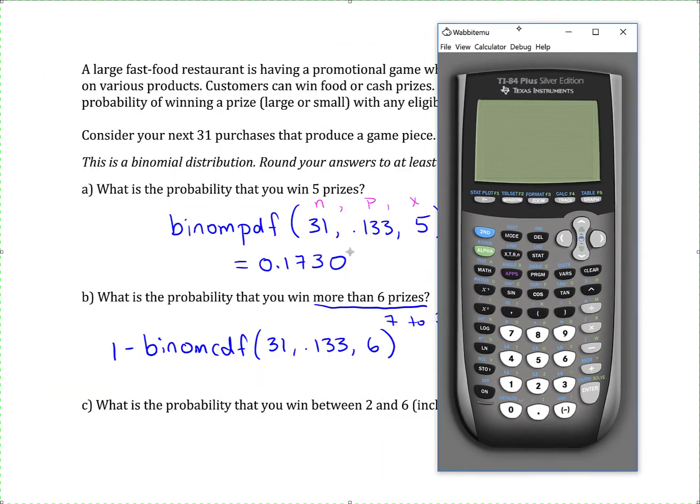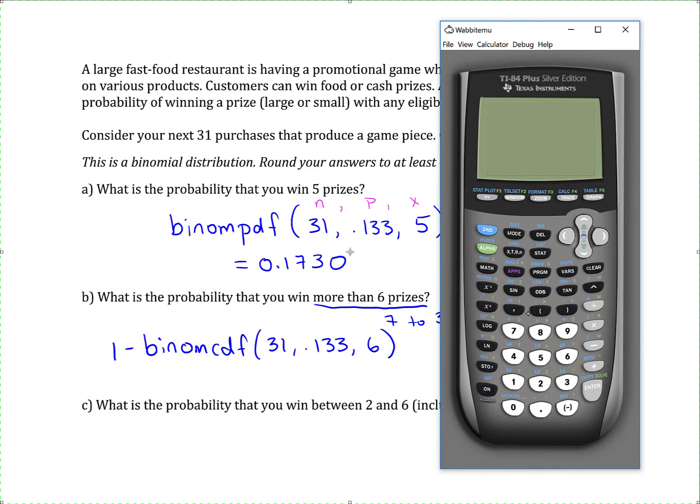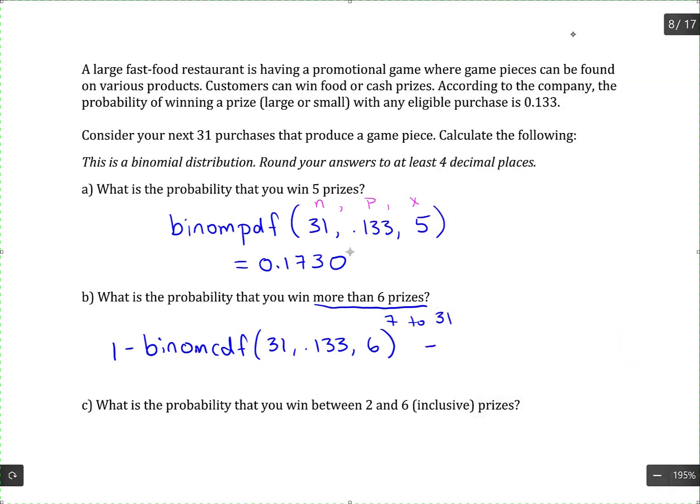So with only one function, we can get this probability. We take 1 minus, then go to our distributions menu, scroll down to binomcdf. We have 31, 0.133, 6, and we get 0.1087.